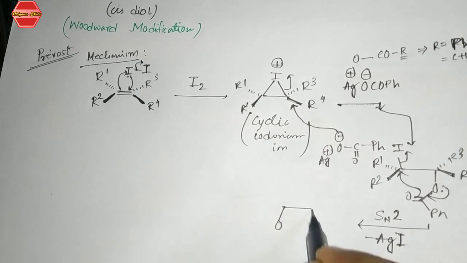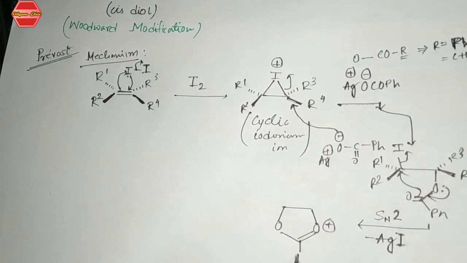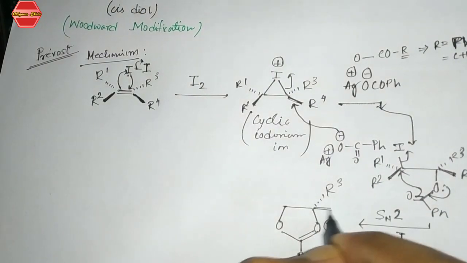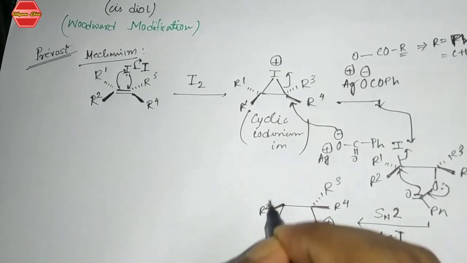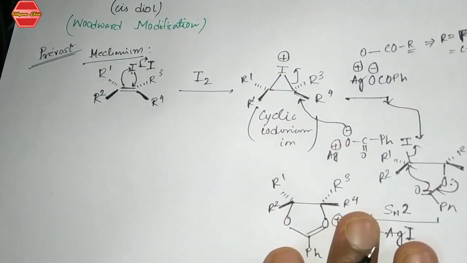This is your oxygen, here is your oxygen, double bond, it is positive, this is your Ph, R3, R4, R2, and here is your R1. Okay, so this is our common intermediate.